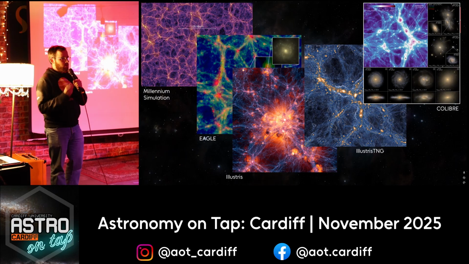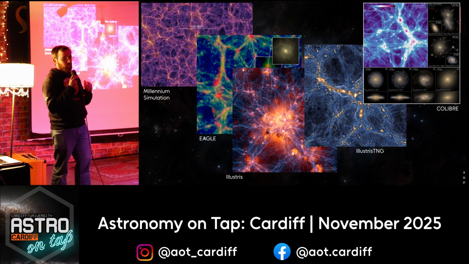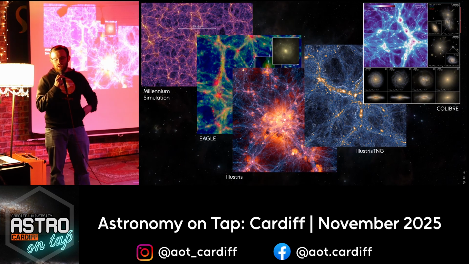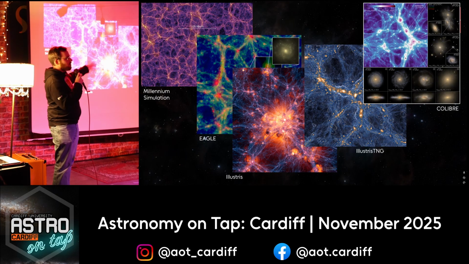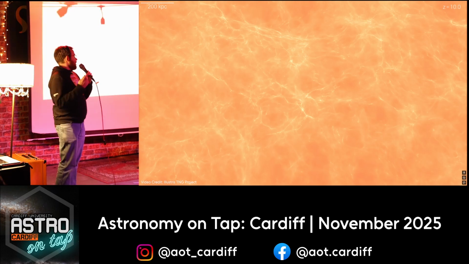Over the last 30 years or so, we've got a lot better at simulating our universe, and simulating galaxies in particular. These are just a few of the simulations from the last 30 years. The Millennium simulation that was done just after the year 2000, through simulations called Eagle, IllustrisTNG, and COLIBRE, which came out like 2 months ago, so very, very current.